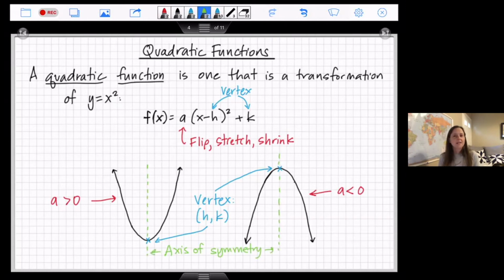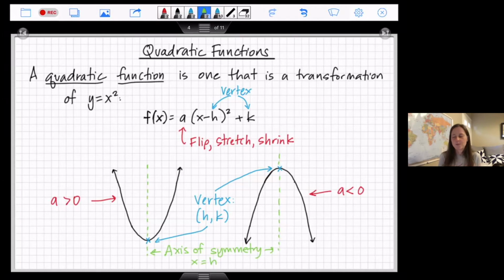All right, and it's pretty easy to see why you would call it that. If I were to fold my paper along those green dotted lines, that would be the line that would make the graph land right on top of itself. It's where it's symmetric about. And it's a vertical line, so it needs the equation of a vertical line: x equals a number, and the number is just going to be the x coordinate of the vertex. So x equals h.